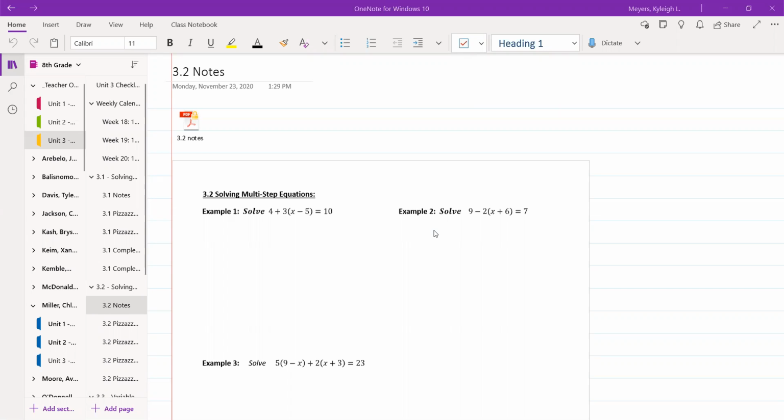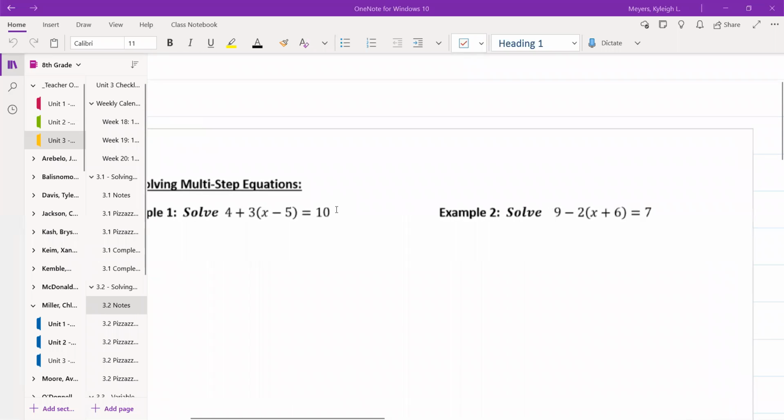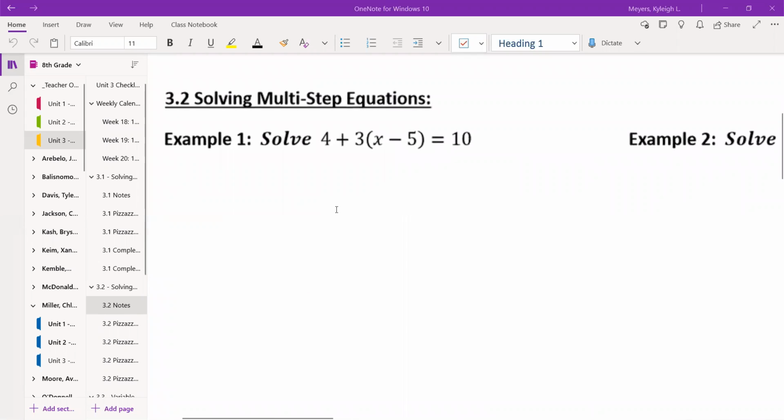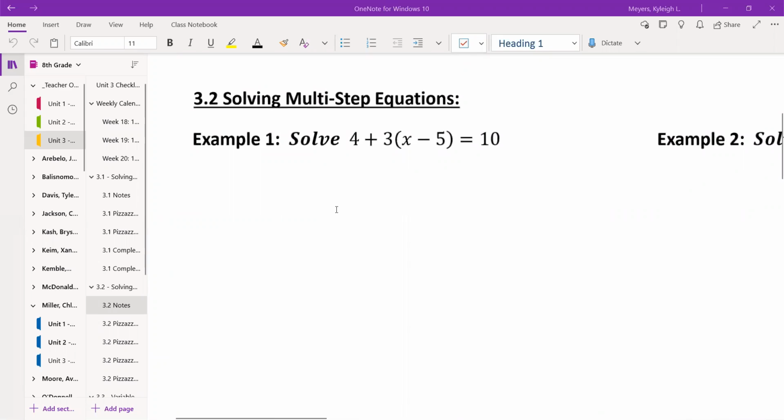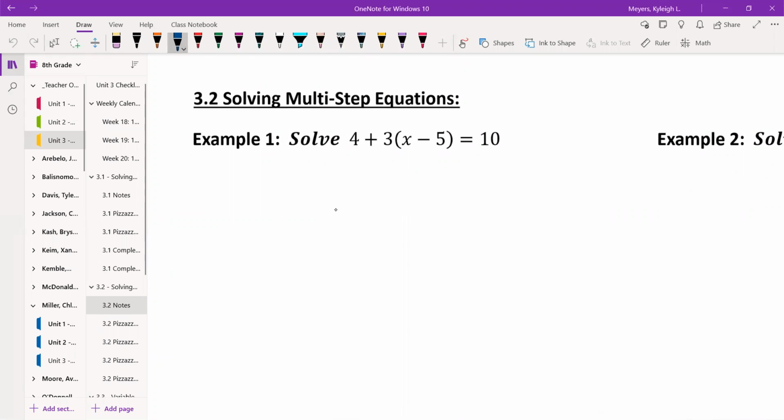We're gonna do 3.2. So zooming in on example 1. We have to solve this equation, right? So the first thing we're gonna do is obviously draw the river. So let's draw the river now. After that, we want to undo the distributive property first.